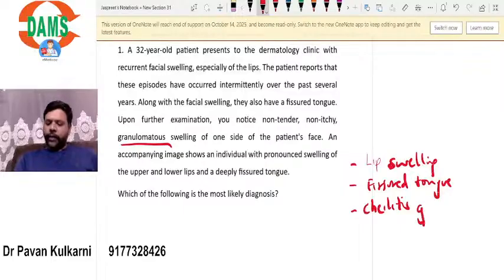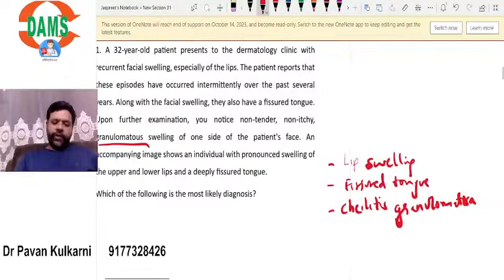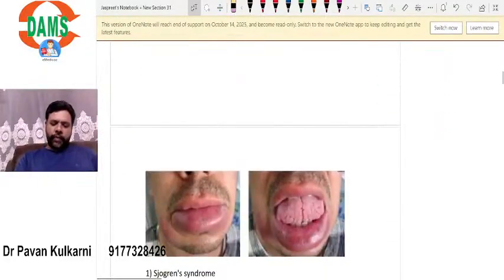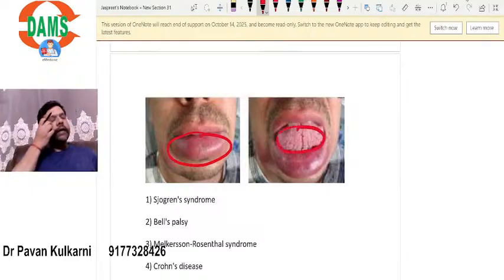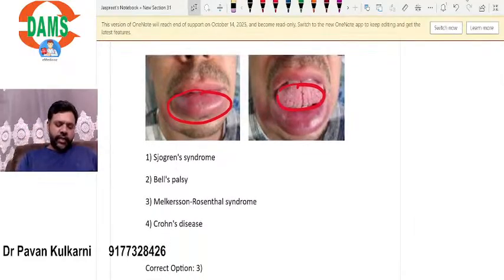So if you see a combination of these three things in any patient, lip swelling, fissured tongue, and cheilitis granulomatosa, what is the most probable diagnosis? Exactly, the diagnosis is Melkersson-Rosenthal syndrome. So this triad is very important. This is a very frequently asked basic question.